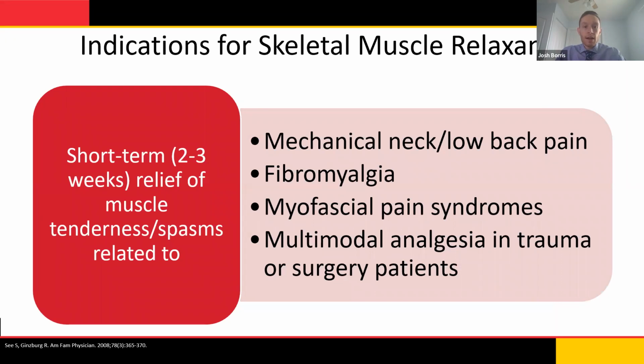Looking at our actual indications for skeletal muscle relaxants, the literature really promotes using these for a very short term, only 2 to 3 weeks of relief for muscle spasms or tenderness that's specifically related to certain conditions. So not all conditions, but mechanical neck and low back pain is one of them, fibromyalgia, myofascial pain syndromes, and also multimodal analgesia in trauma or surgery patients.